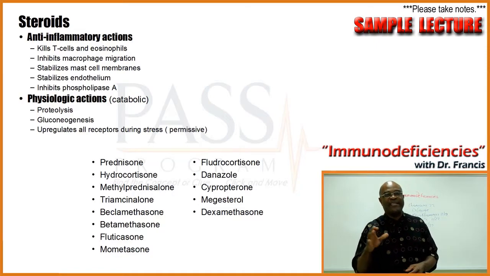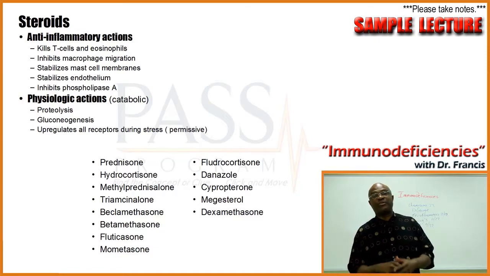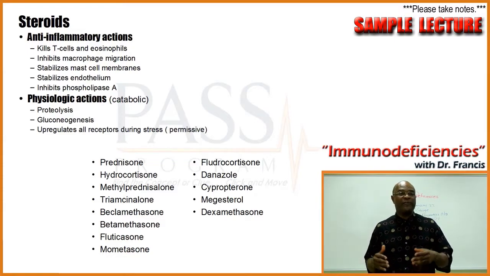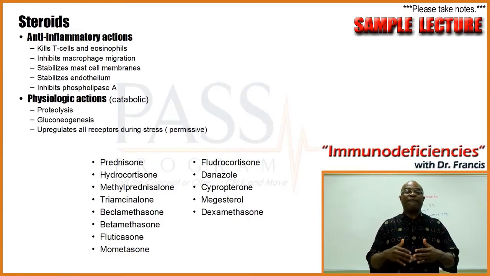Next one is cyproterone. Cyproterone blocks DHT, dihydrotestosterone receptors. This one is used in the treatment of prostate cancer if you don't want to use the other drug called flutamide.